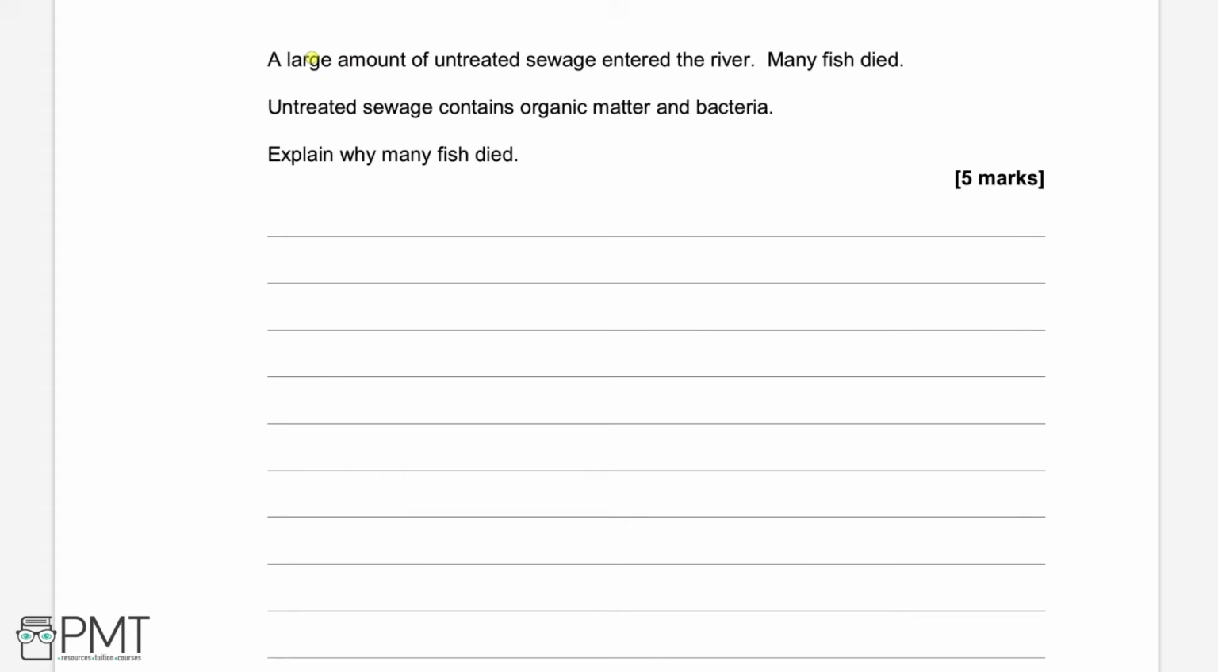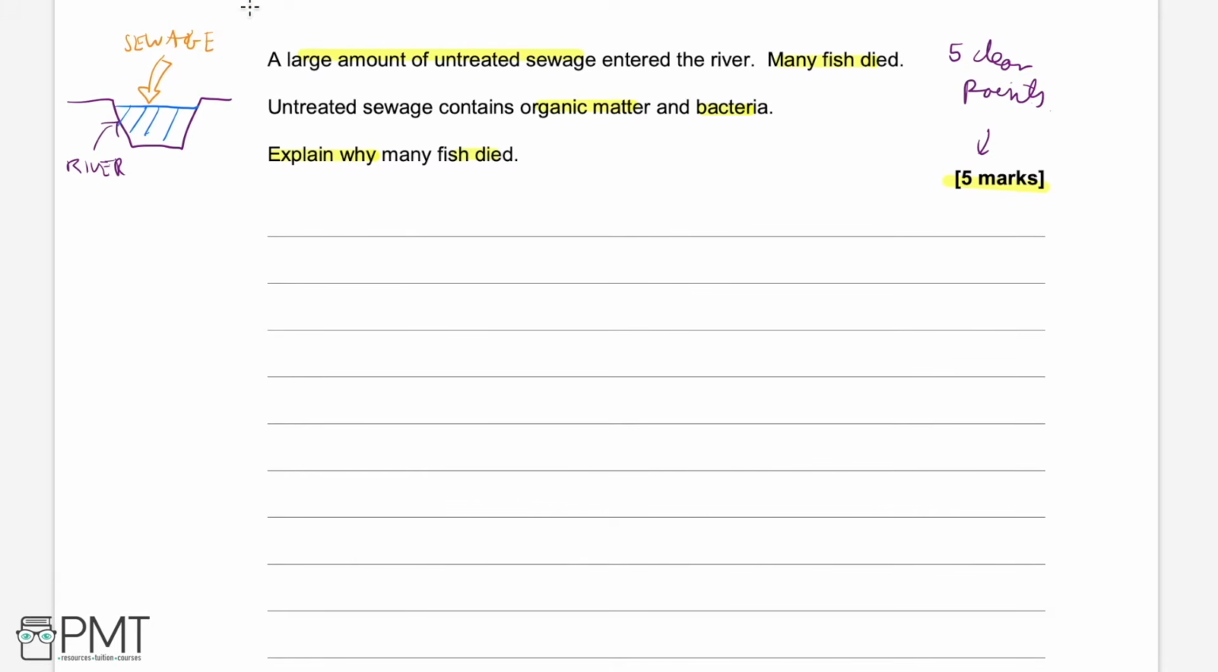A large amount of untreated sewage entered the river. Many fish died. Untreated sewage contains organic matter and bacteria. Explain why many fish died. This is a 5-mark question, and it requires 5 clear, concise points. So we have our river here, and into it has been dumped sewage. This puts lots of organic matter and bacteria into the river.